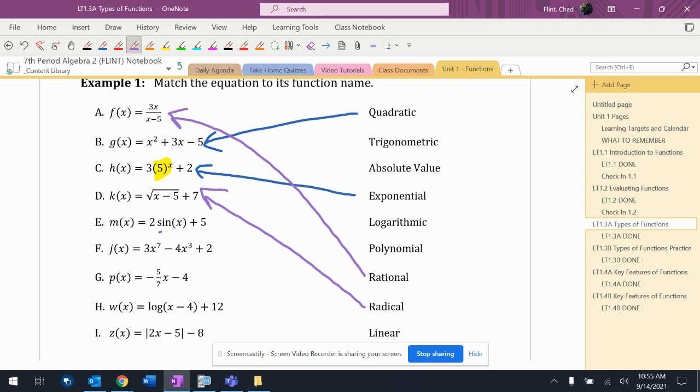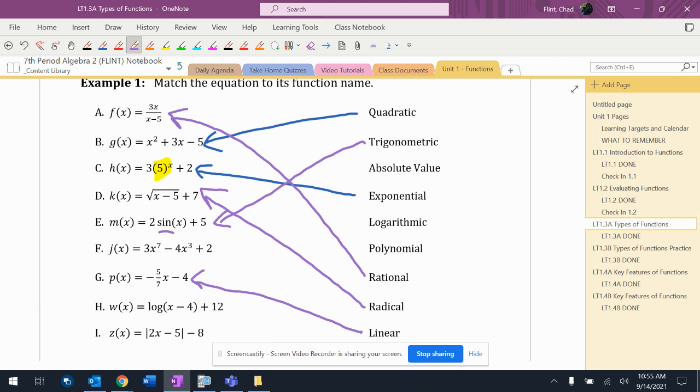I see a sine right here. That has to be trigonometric. So I'm going to point trigonometric right there. Let's see here. Linear has to be a line. So no exponents, no logarithms, none of that stuff. So linear is going to go right there. So there's my linear one.